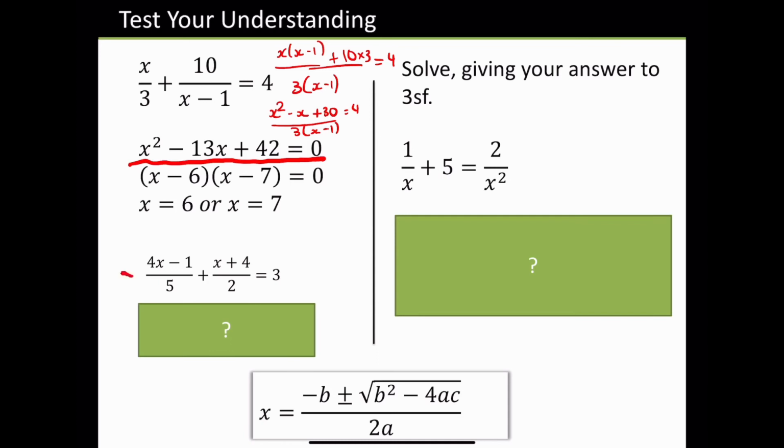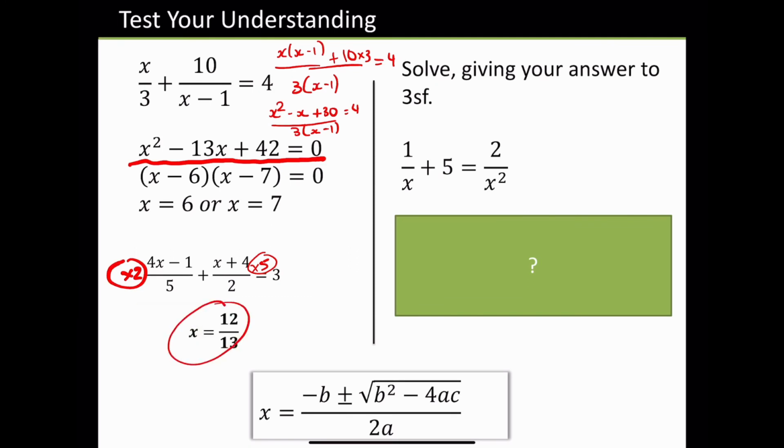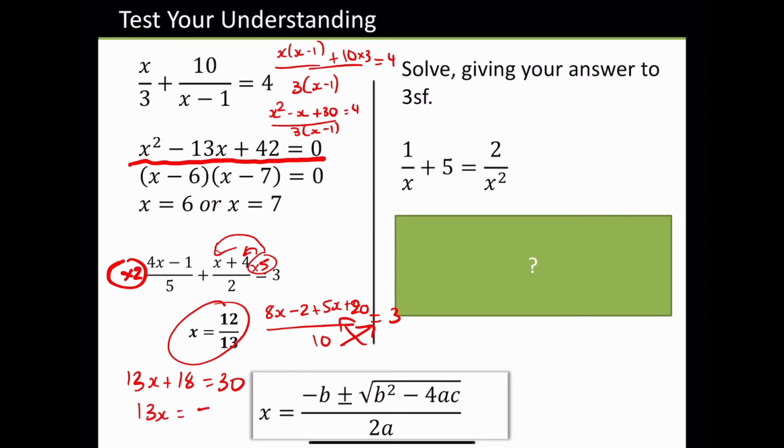For this one again, times this by 2, times this by 5, top and bottom, and then make sure that you cross multiply. So you're left with the answer of 12 over 13. So 8x take 2 plus 5x plus 20. Don't forget you're multiplying both things, all over 10 equals to 3. And then cross multiply. So you're left with 8x plus 5x is 13x, 13x plus 18 equals to 30. 13x equals to minus 12 plus 12. X equals to 12 over 13.